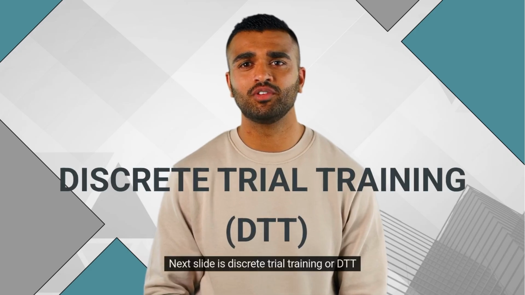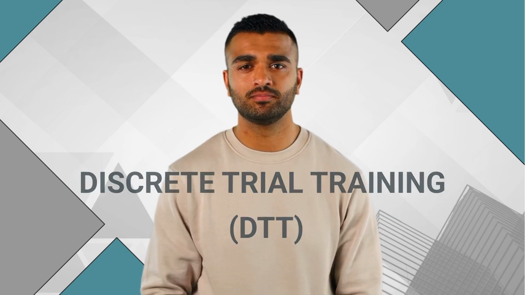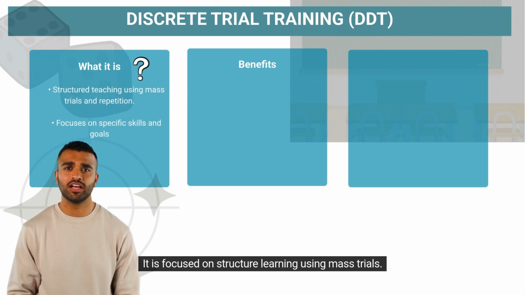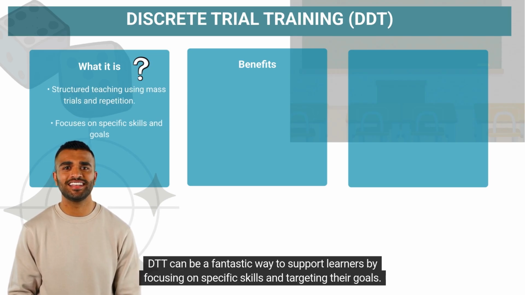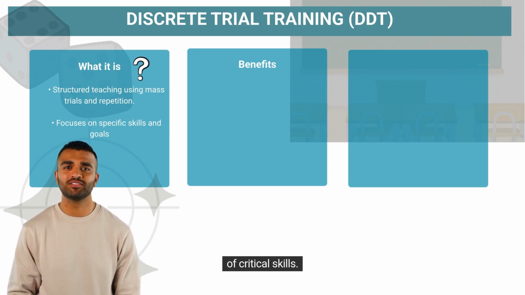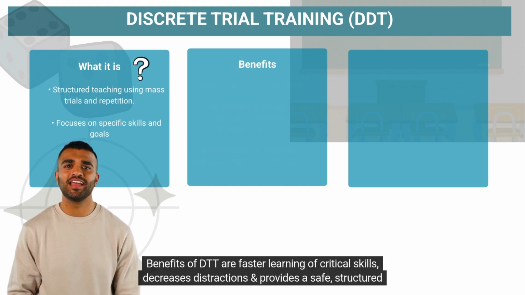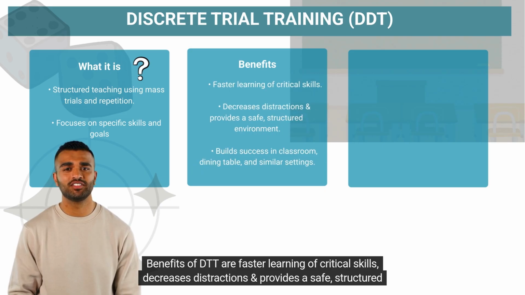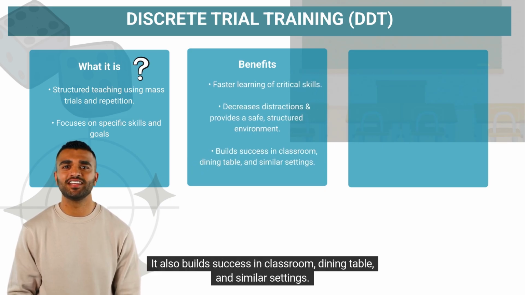Next slide is discrete trial training, or DTT. What is discrete trial training? It is focused on structured learning using mass trials. DTT can be a fantastic way to support learners by focusing on specific skills and targeting their goals. DTT allows for more focused learning, which allows for repetition and often leads to faster learning of critical skills. Benefits of DTT are faster learning of critical skills, decreased distractions, and a safe, structured environment. It also builds success in the classroom, at the dining table, and in similar settings.